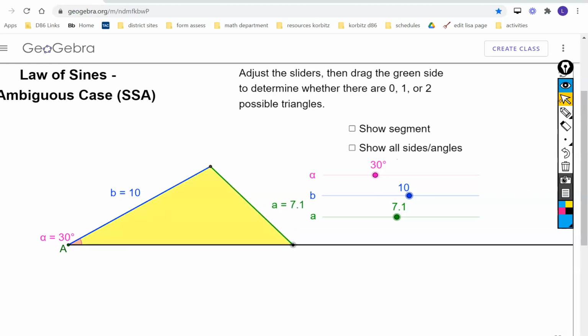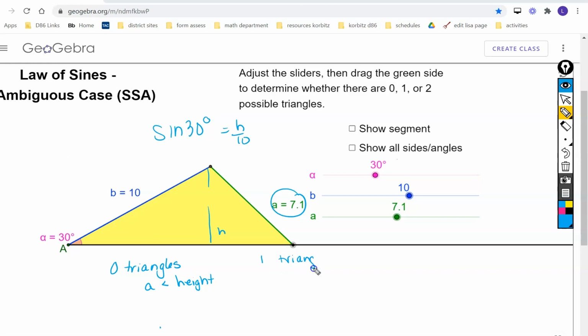So let's summarize. You had 0 triangles when A was less than the height, and remember, the height was 10 sine 30. Let's just call this the height right here. Then we had 1 triangle when A was equal to the height, or when A was greater than or equal to 10, because this other side over here was 10. So let's go ahead and do that.